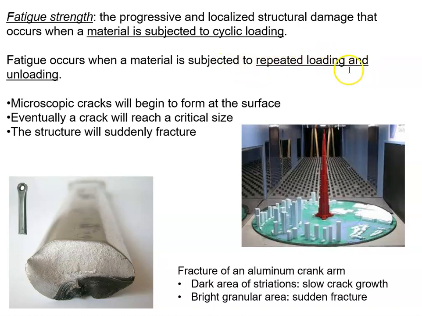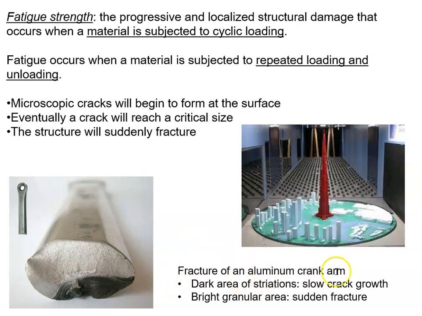So it's repeated loading and unloading. This is a wrench shown in cross section. A wrench being used again and again. Microscopic cracks begin to form at the surface, so that would be happening right here. The wrench is getting stressed. Eventually a crack will reach its critical size and then it completely fails.